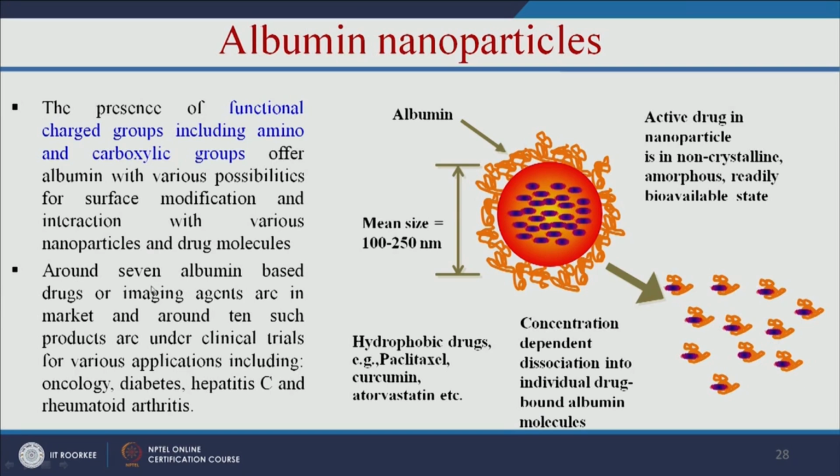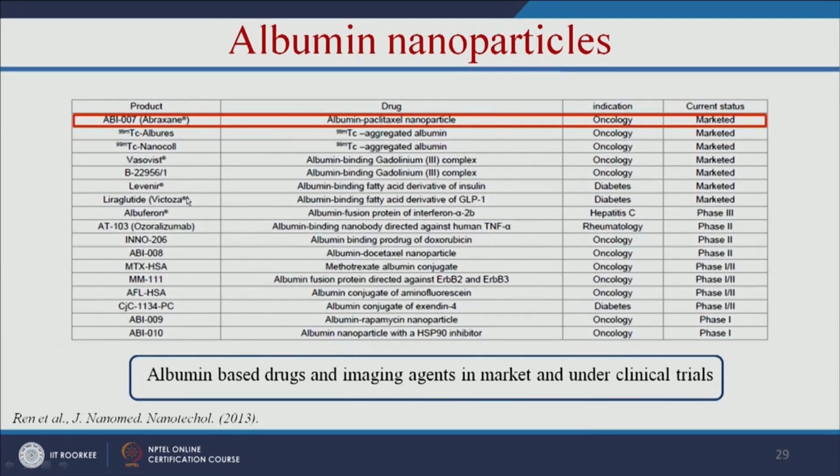And around 7 albumin-based drugs or imaging agents are in the market, and around 10 such products are under clinical trials for various applications including oncology and diabetes. So this is a list of albumin-based nanoparticles and imaging agents available in the market, and some are under clinical trials. So let us see an example of Abraxane.